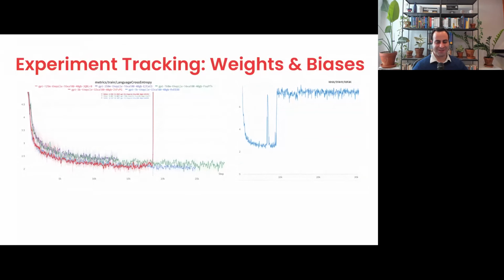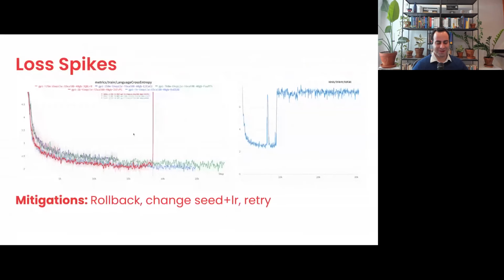I will also note experiment tracking. I just want to give a shout out quickly because somebody asked about it. We do use Weights and Biases at MosaicML, and this is a Weights and Biases event. These screenshots are from Weights and Biases where I went and found some models that had loss spikes and took some screenshots of them.